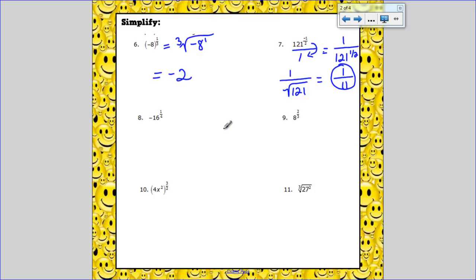So now look at number 8. Number 8 is a negative number again. It's not in parentheses like the 6, so the negative does not go with the number, or it's not part of the root, but that's okay.